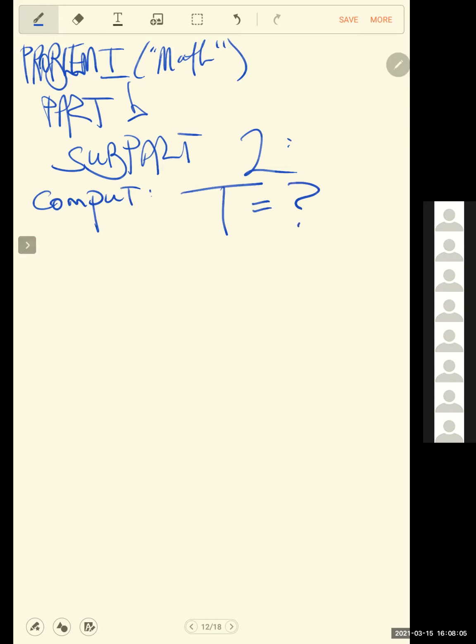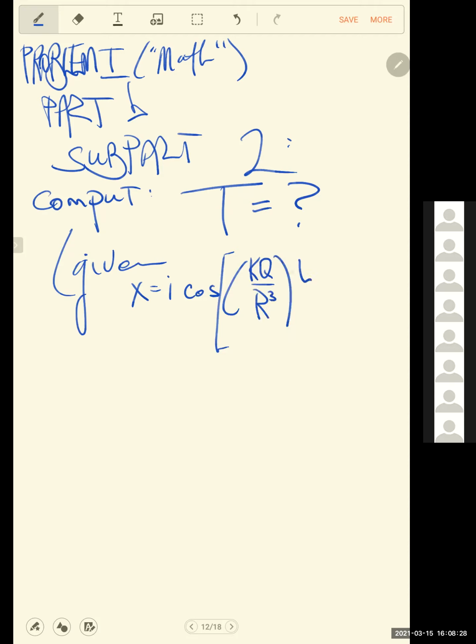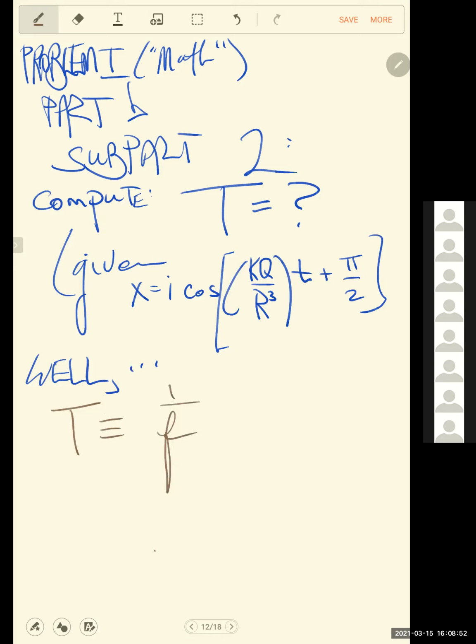So it's saying compute T. Well, here's how I do this. And this is given. We're computing T. I'm being asked to compute the period here.